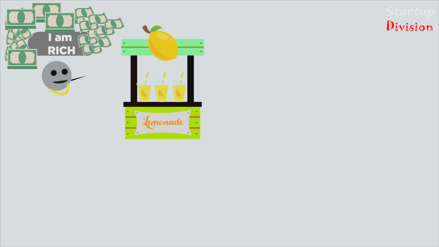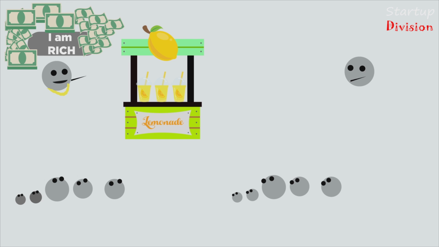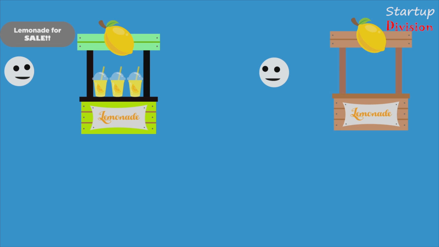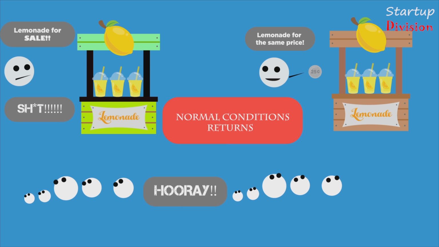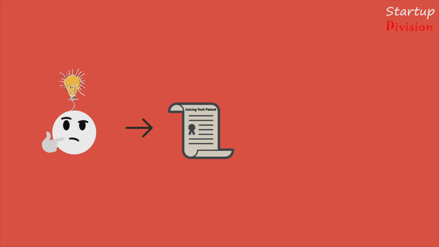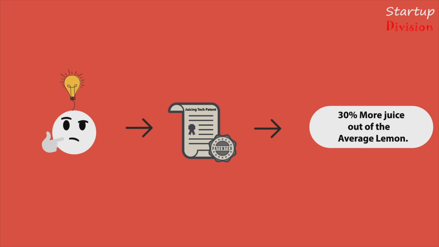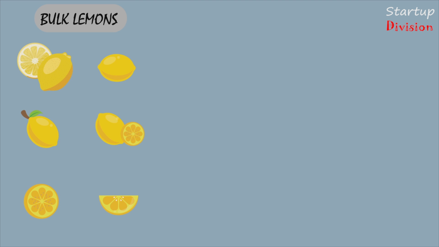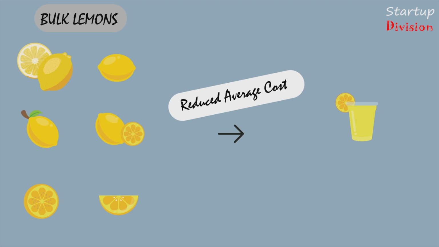However, it probably wouldn't take very long for your competitors to notice your method and employ it themselves. Therefore, in a short period of time, your large profits would erode and the local lemonade industry would return to normal conditions again. However, suppose you develop and patent a juicing technology that allows you to get 30% more juice out of the average lemon.